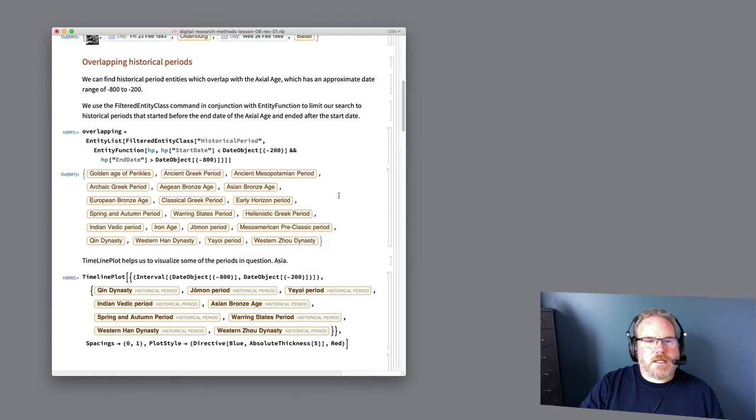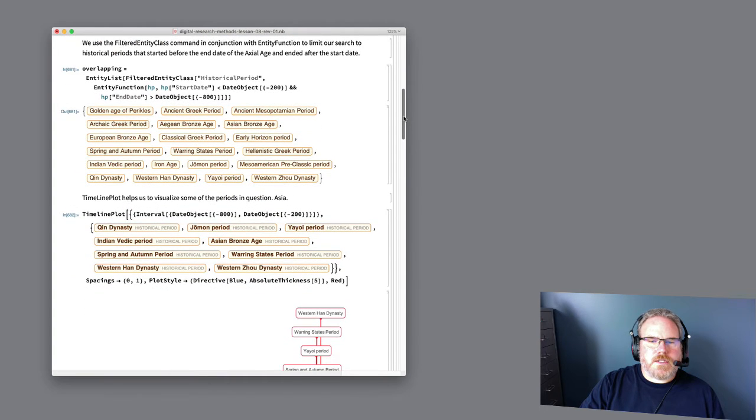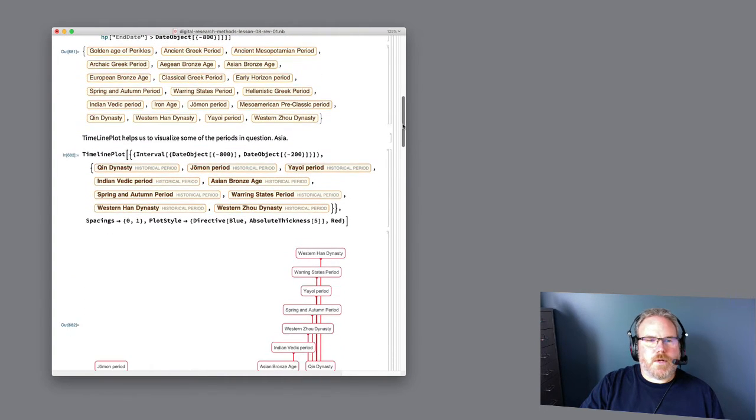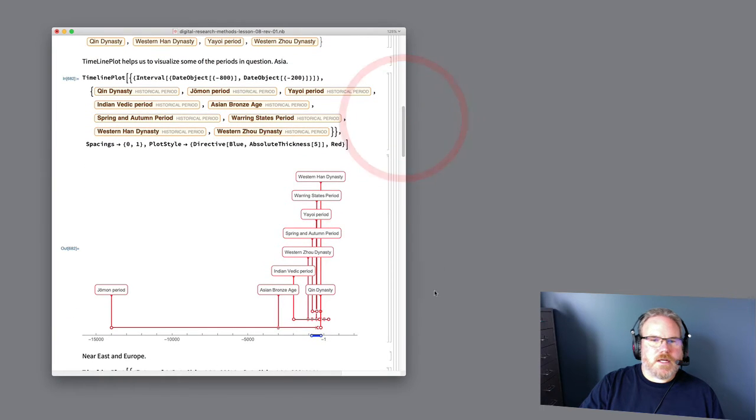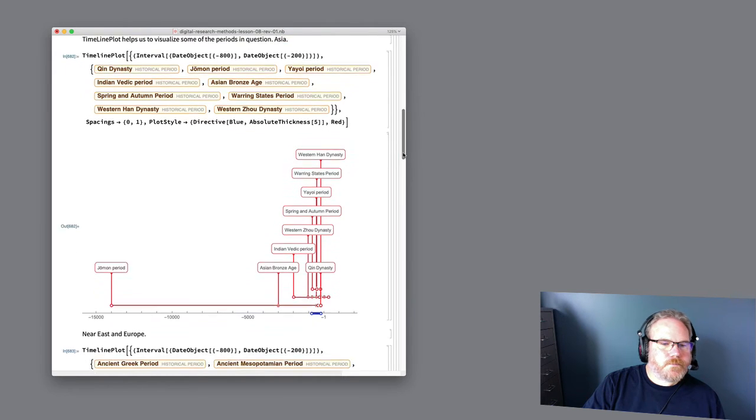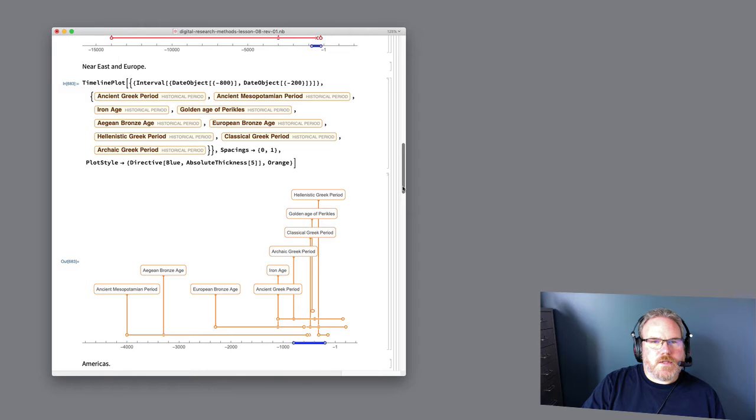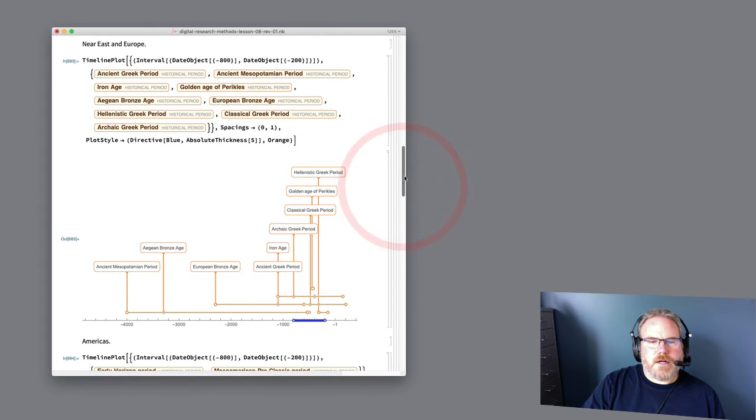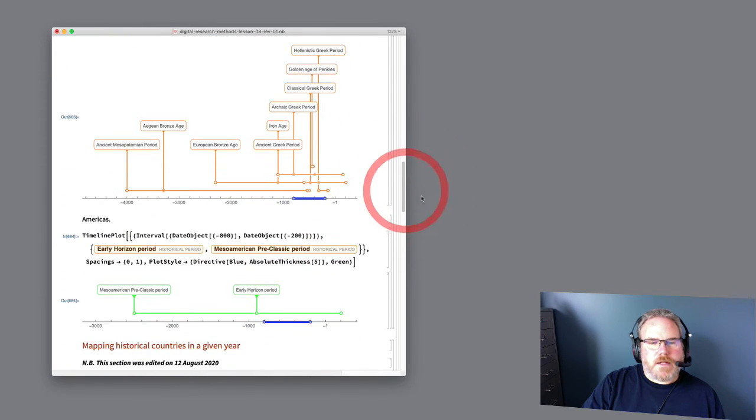And we get this collection of periods which we can then visualize using a timeline. So we can start with the ones that are in Asia, and here on the axis of the timeline in blue is the axial age. We can see that some of these Asian periods are extremely long, others are very short, and of course we can always highlight one and get its starting and ending dates. We can do the same thing for the Near East and Europe, and for the Americas.